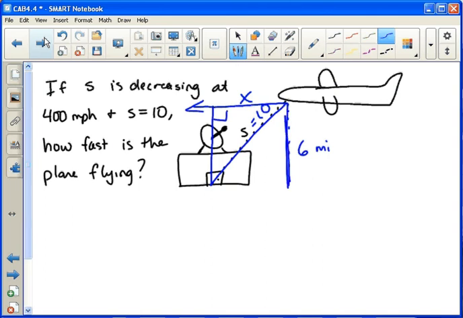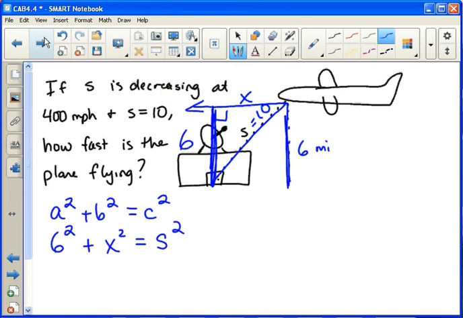So we can actually set up the Pythagorean theorem with these because we're dealing with the three sides of a right triangle. Normally the Pythagorean theorem is a squared plus b squared equals c squared, but the way I have this picture labeled, it would make more sense to do 6 squared plus x squared equals s squared, because these are my two legs and this is the hypotenuse. Actually, let's not put 6 in there, let's just call that a and we'll fill that in a little bit.